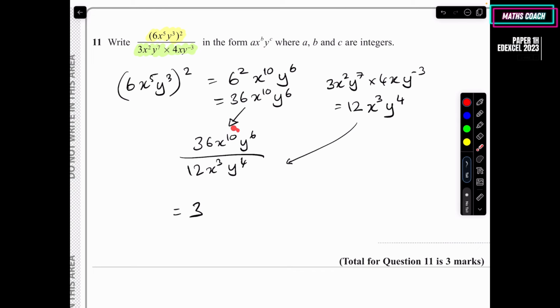Now we've got x to the power of 10 divided by x to the power of 3. When you divide, you take away the power. So you do 10 take away 3, which is x to the power of 7. And then you do the same thing for your y's. You do 6 take away 4. So that's y to the power of 2. And that's your final answer.